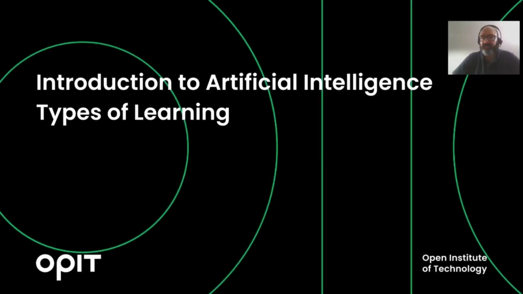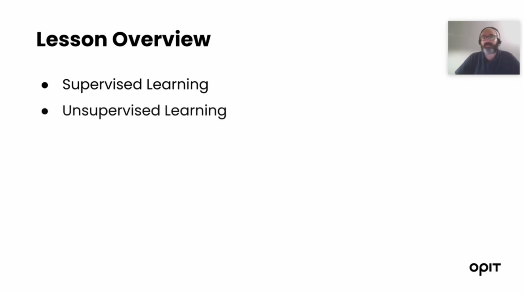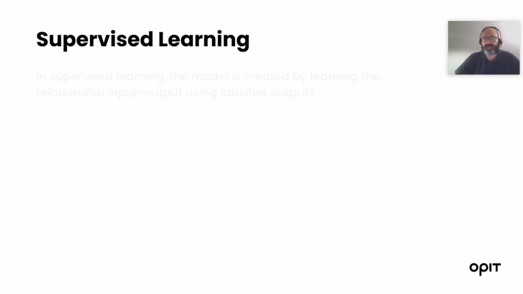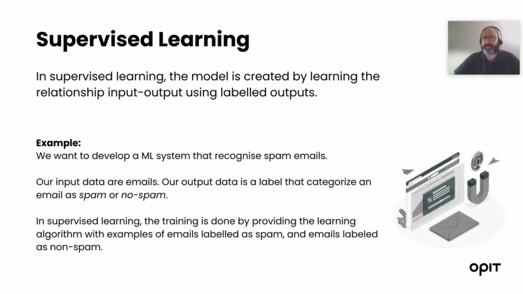Let's go a bit more into the details of the different types of learning. In this lesson, we will understand what it means to talk about supervised learning, unsupervised learning, and reinforcement learning. What is supervised learning? In a supervised learning setting, the model is created by learning the input-output relationship using labeled output. Let's make an example about it.